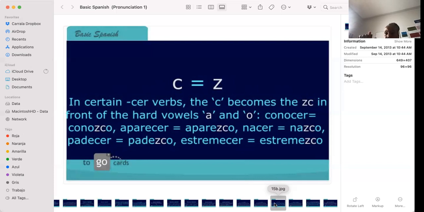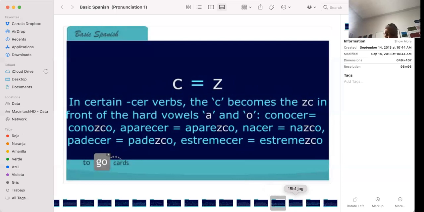Aparezco. You see, that's a hard O sound, right? Then the rest is apareces, aparece, aparecemos, aparecen. But because the yo form ends in the O, a hard vowel, for verbs like conocer, aparecer, nacer, padecer, estremecer, the yo form becomes not C, but ZC.